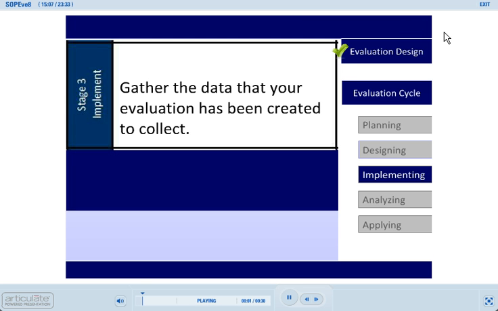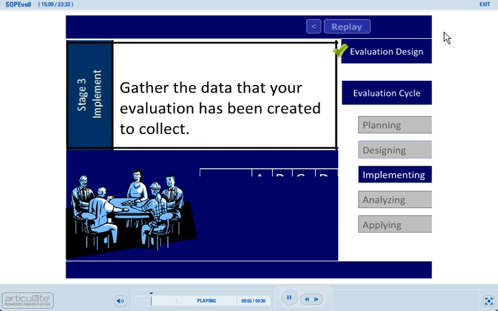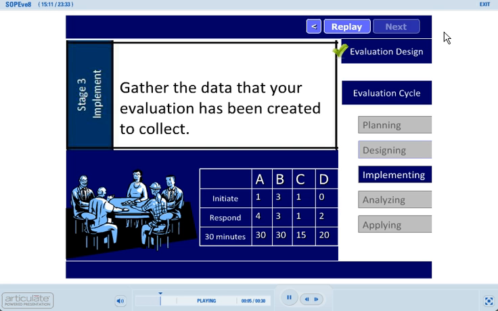The third phase of the evaluation cycle is to implement the evaluation design. This is when you will put those decisions on planning and designing into practice. Here, you will actually gather the data that your evaluation has been created to collect. Much like programming, some things may need to change during the implementation phase. This is not likely to cause too much of a problem, as the recreation professional usually has other means of collecting data when the original plan does not seem appropriate.